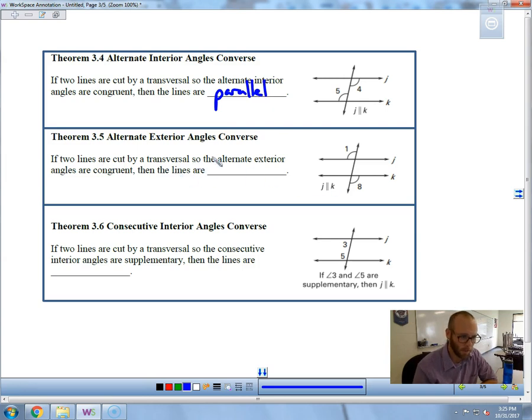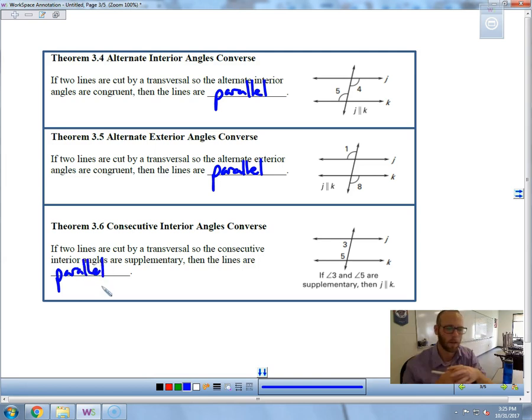If two lines are cut by a transversal so the alternate exterior angles are congruent, look at 1 and 8, alternate exterior angles, if they're congruent, then the lines are parallel. If two lines are cut by a transversal so that the consecutive interior angles are supplementary, 3 and 5 are consecutive interior angles, they're supplementary, that means the lines are parallel.